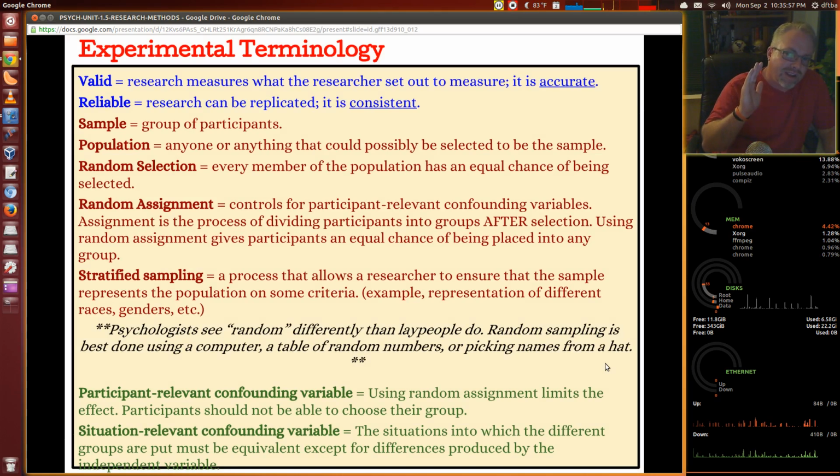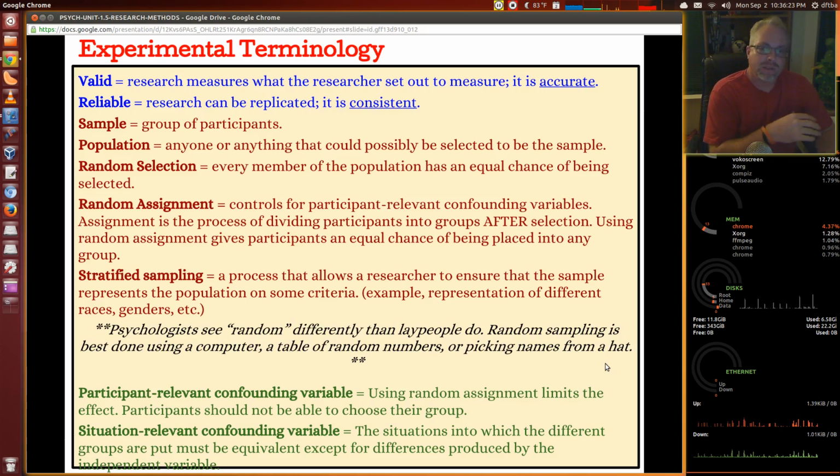Much more definitions here for you, and the reason I put them in here and in the notes is I just want to make sure that you're clued in on this, and knowing these definitions is a really important part of the test. Research measures what the researcher set out to measure. It's accurate, that means valid. Reliable, that means you are being consistent. Then we've got the sample, which is a group of participants. Population, anyone or anything that could be sampled. The random sample is every member of the population is given an equal chance of being selected.